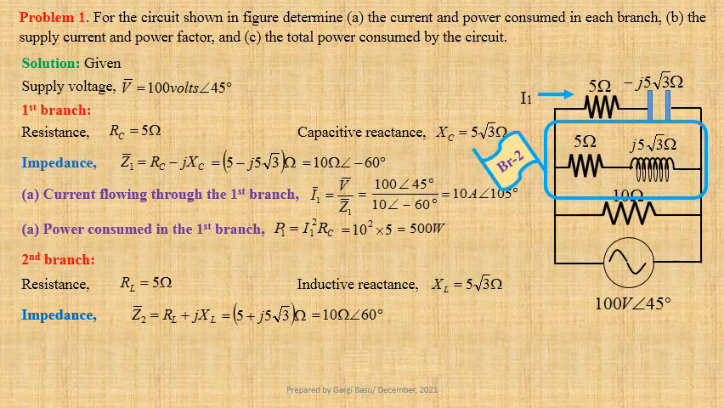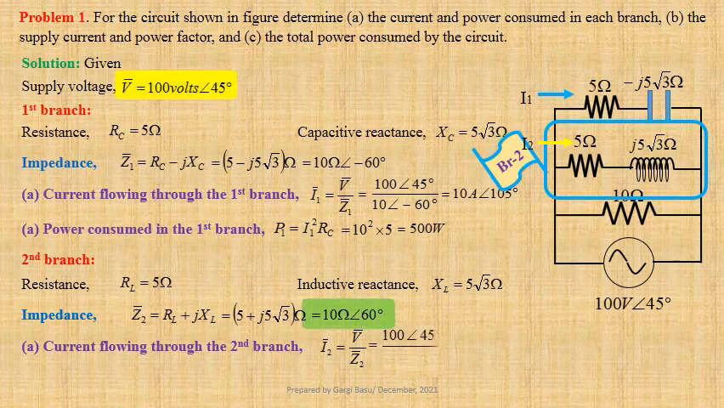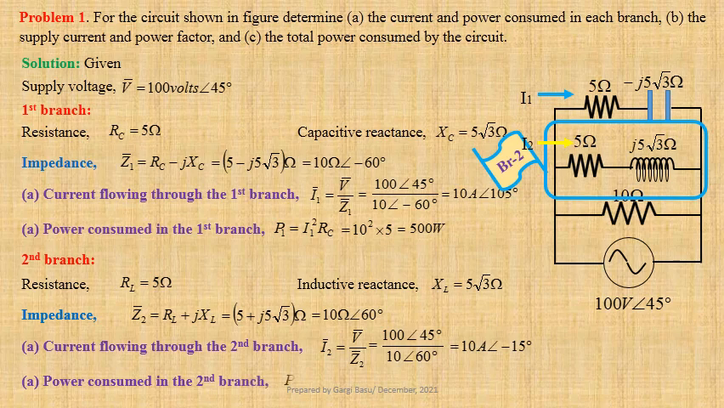Now we shall calculate current flowing through the second branch. I2 equals V divided by Z2. Using values we get 100 at an angle 45 degree divided by 10 at an angle 60 degree. That gives us 10 ampere at an angle minus 15 degree. Now we shall determine power consumed in the second branch. P2 equals I2 square into RL. Using values we get 10 square into 5, that is equal to 500 watts.